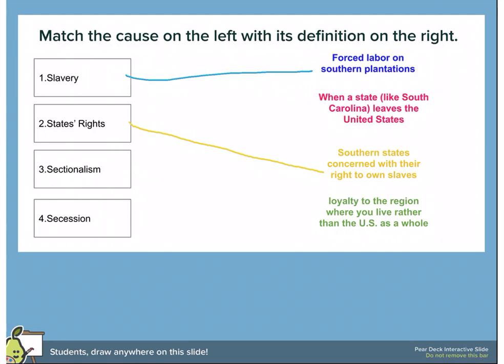Sectionalism, again, is whenever you have more loyalty to your region rather than the whole, which is the United States. So that's going to be green. And the last one, secession, which is whenever you withdraw from the Union. So secession, the very first state that did leave or withdraw was South Carolina. So those were all review. So we're going to jump into the notes.